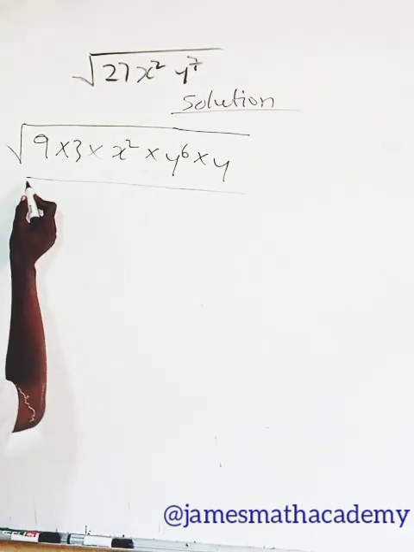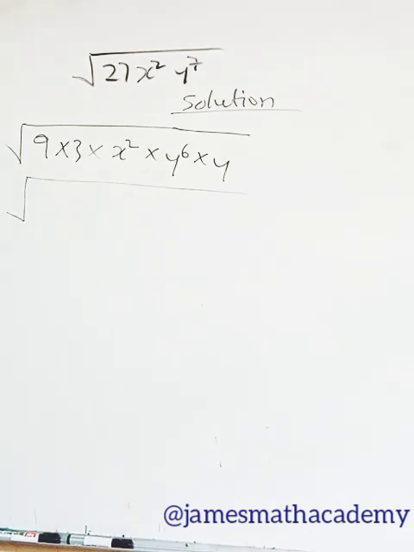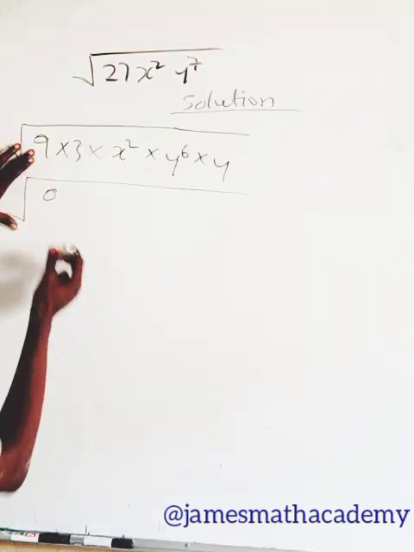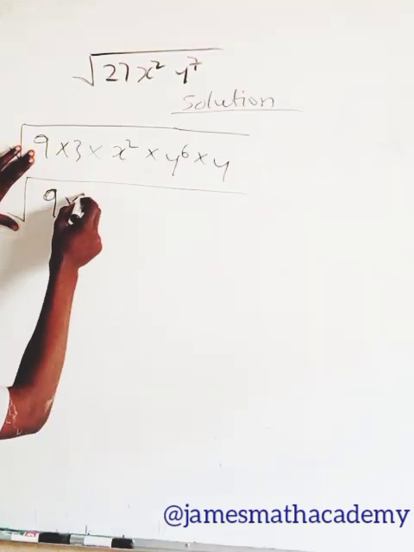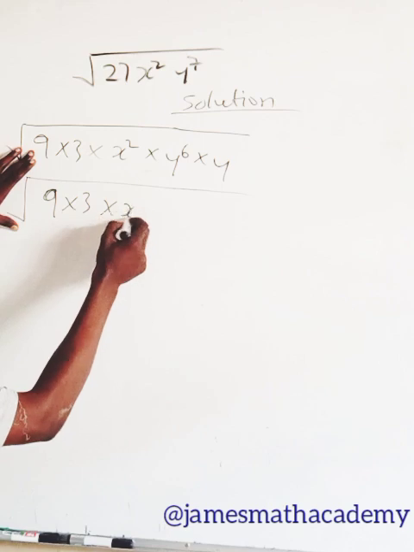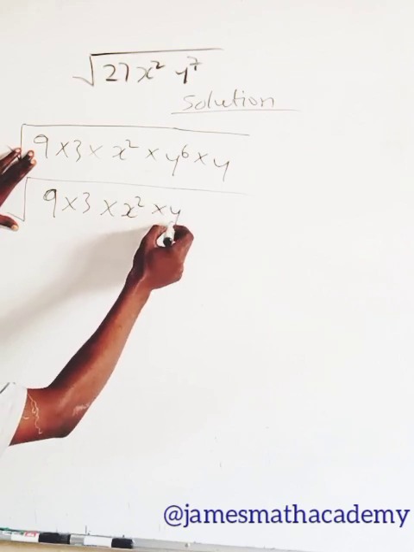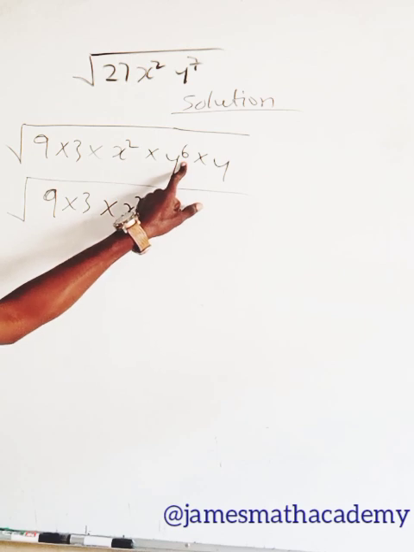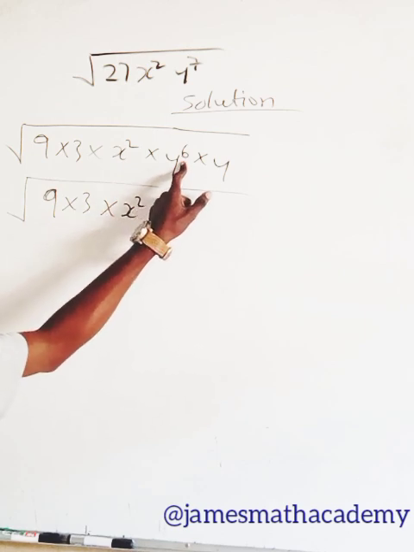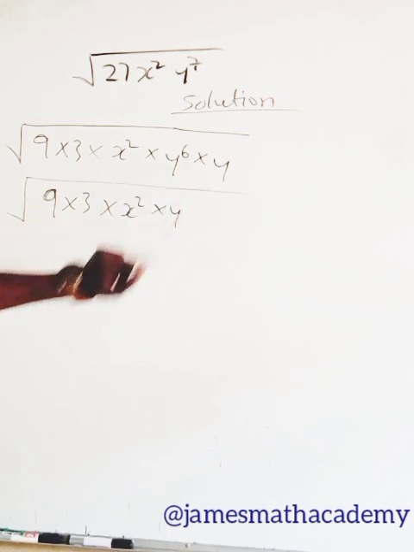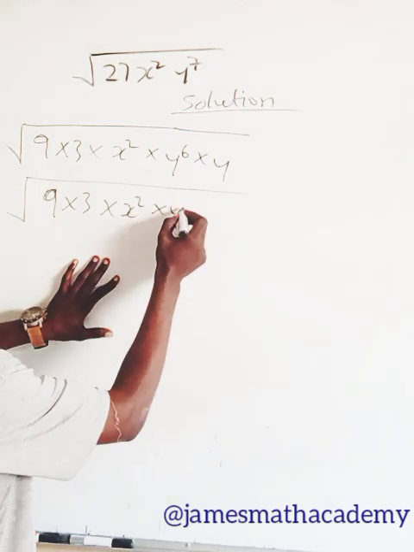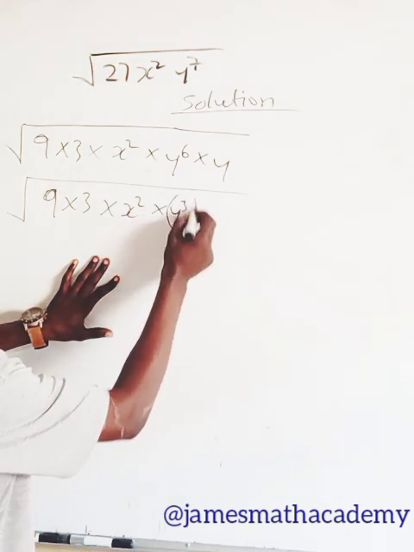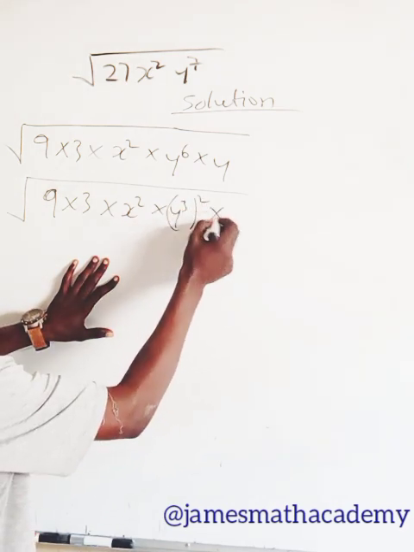So I've still got to write my roots. This can be written as 9 times 3 times x raised to power 2 times y. This 6 can be broken into 2 times 3. 2 times 3 is essentially 6, isn't it? So you can say y raised to power 3 times x to the power 2 times y.